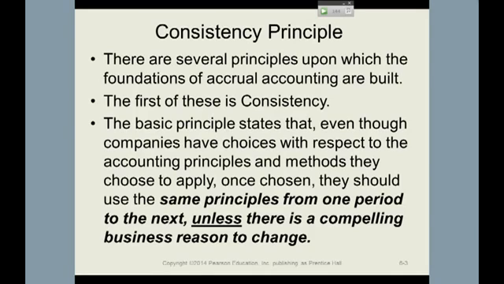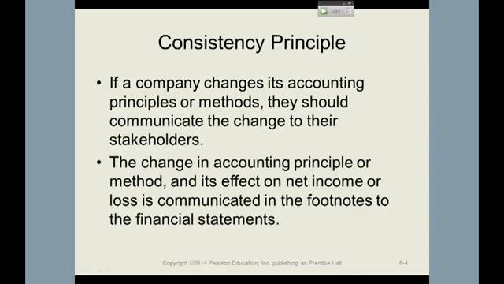So if we go back to material, if the company does change their methods, they have to communicate it to stockholders, and they have to do that through footnotes. And that footnote has to include information about the change. What's the change all about? What did I do? What method did I change? And how that change affected net income. So I have to describe the nature of the change, the justification, and the effect on net income. And that has to be communicated through the footnotes in the financial statements.